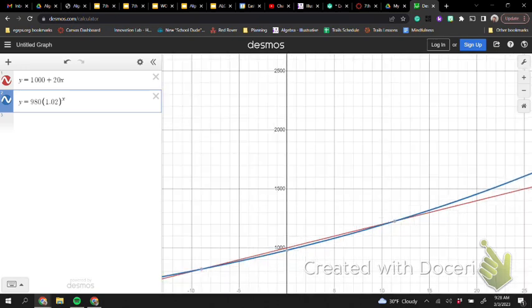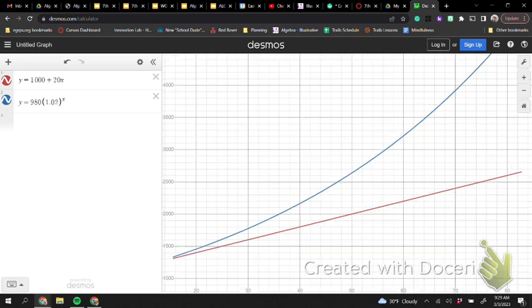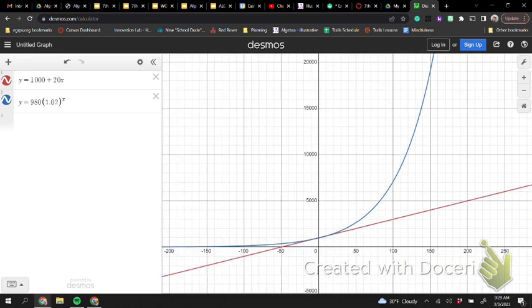And then look at, as we zoom out, savings, what happens to the gap between savings and bonds? Wider and wider, because this is a percentage. 2% of a big thing is a bigger thing, and 2% of that bigger thing is a bigger thing. And 2% of the bigger thing is a bigger thing. The line's just 20 each year, right?